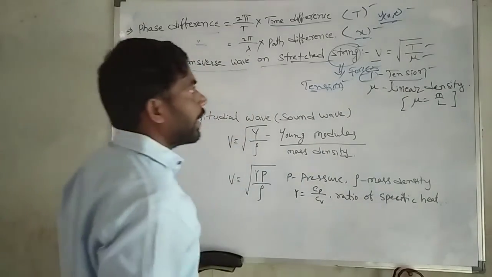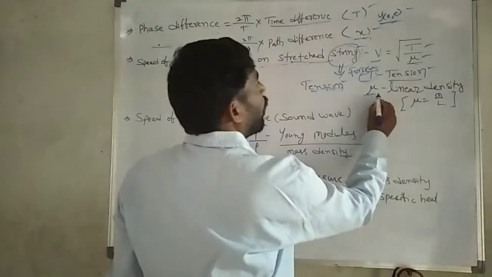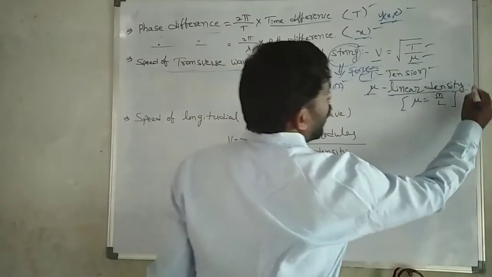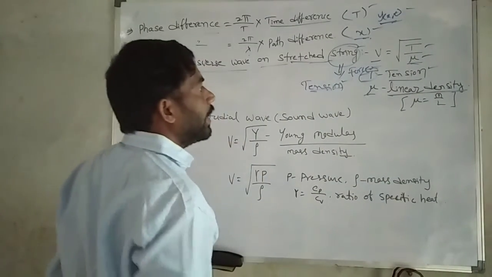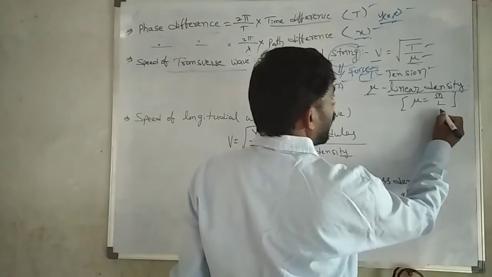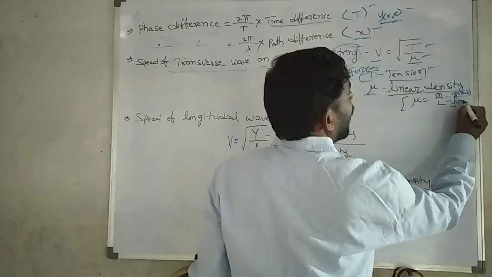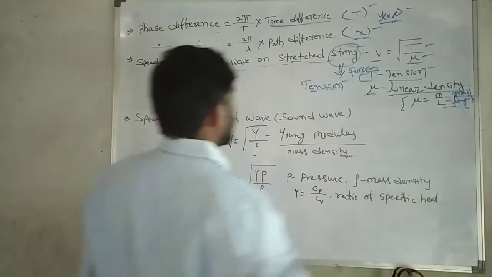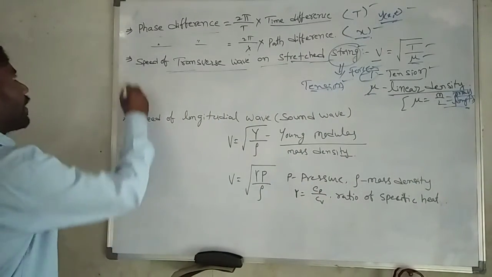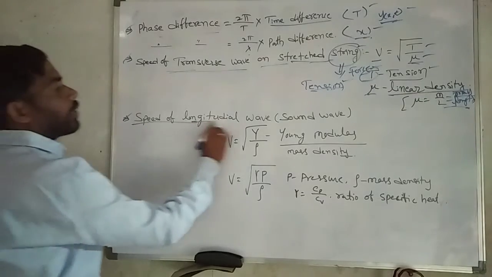Then second one is mu. Mu means linear density. It is defined as m by L, mass by length. Mass by length.